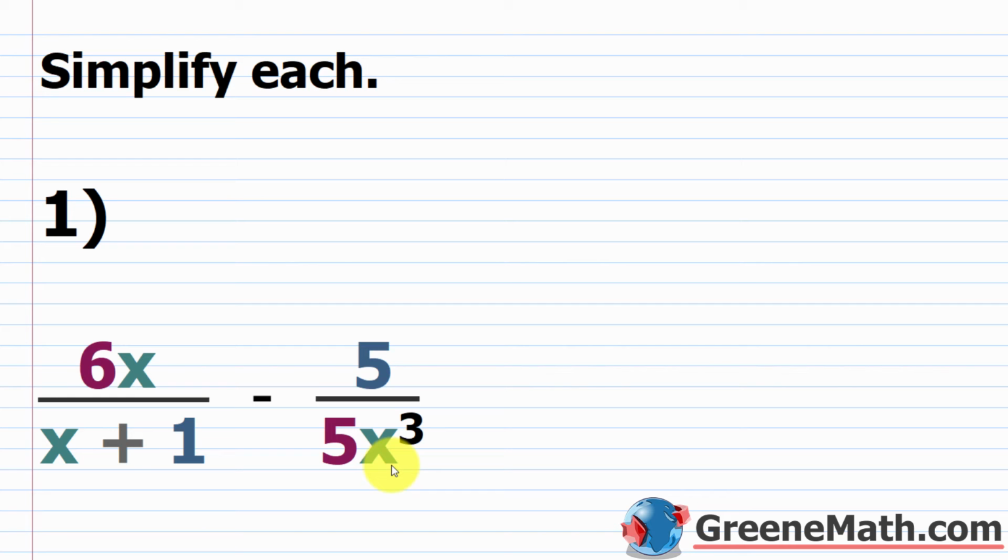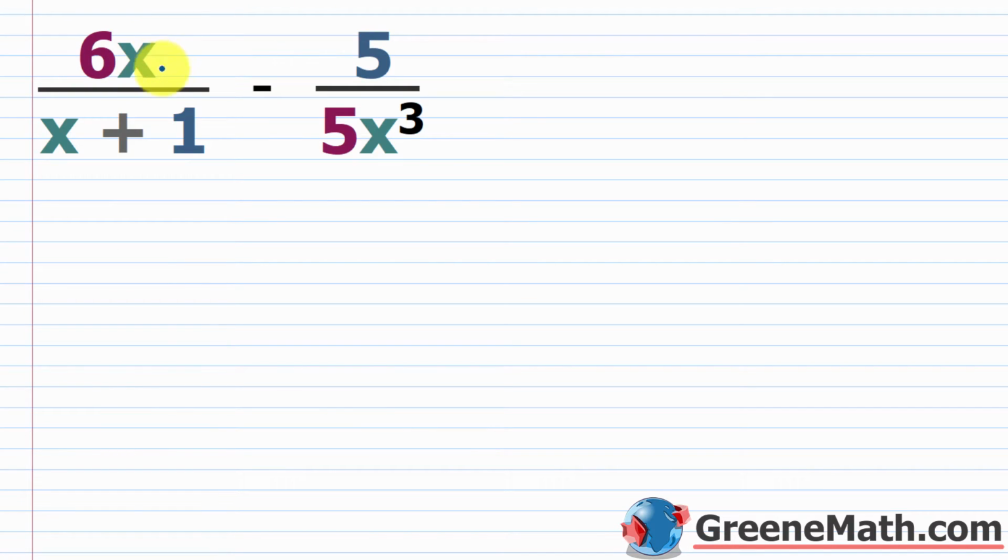All right, let's take a look at our practice test. We want to simplify each. And for the first problem, we're going to be looking at 6x over x plus 1. We're subtracting away 5 over 5x cubed.